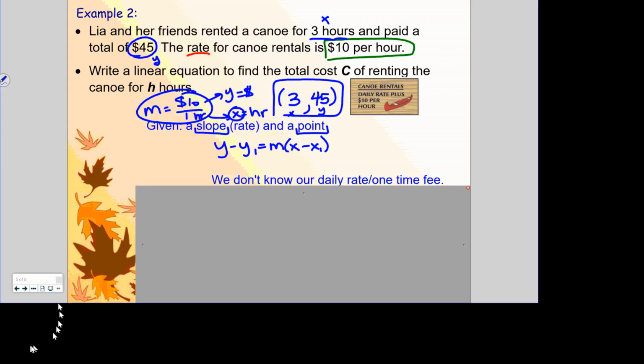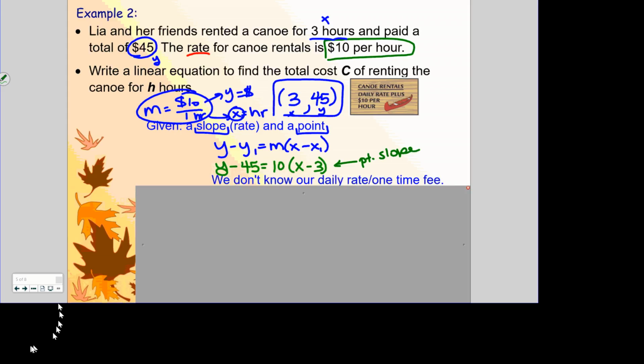What we don't know, though, is the daily fee. So let me fill into point-slope form real quick. So our y1 value is 45. Our slope is $10 per hour, so just 10 over 1 is 10. Okay, so this is the equation in point-slope form.